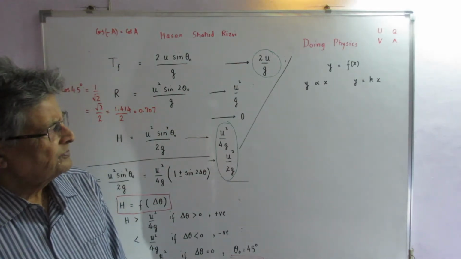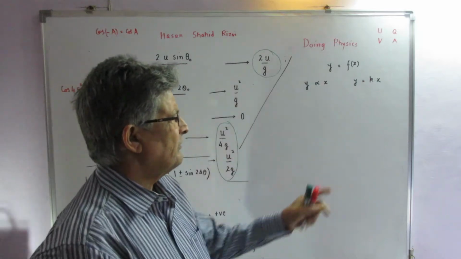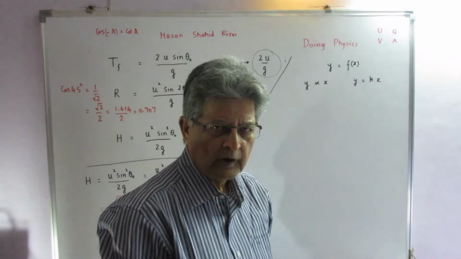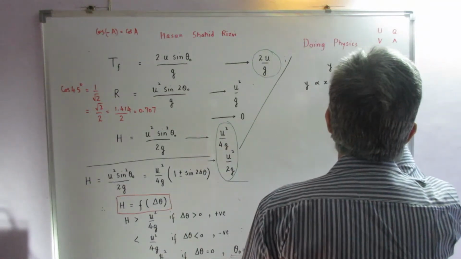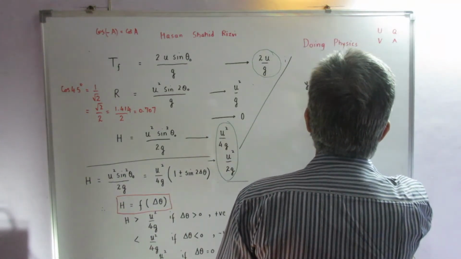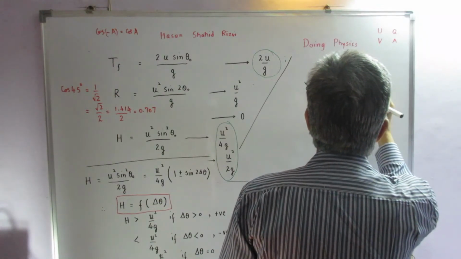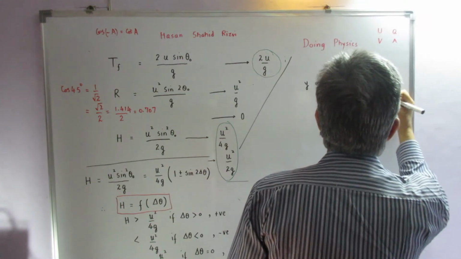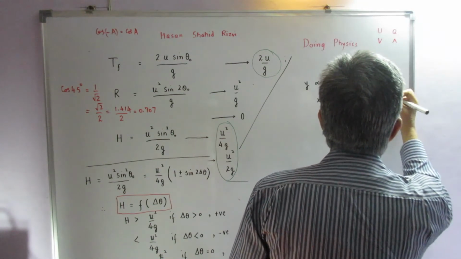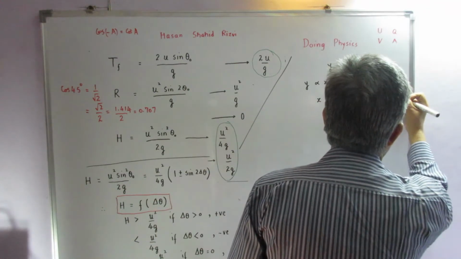Now what if I increase the value of x by, say, 10%? x goes to x plus delta x, which is equal to x plus, say, 10% of x.